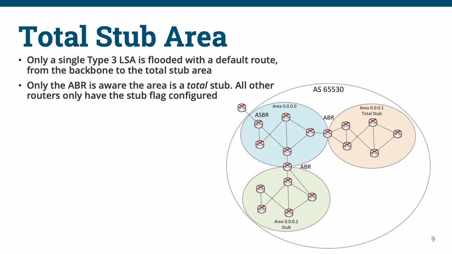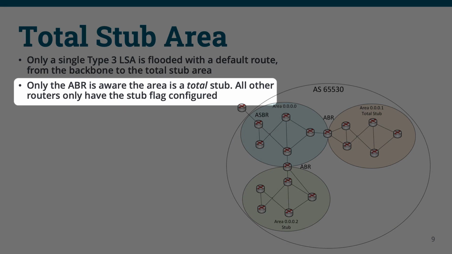If a Type 4 or Type 5 LSA reaches the ABR from the total stub, the LSA will be dropped and not flooded into the rest of the network. In our diagram, we see that Area 1, the orange area, is marked as a total stub. This would be identified by the configuration on the ABR connecting the area to the rest of the OSPF domain.